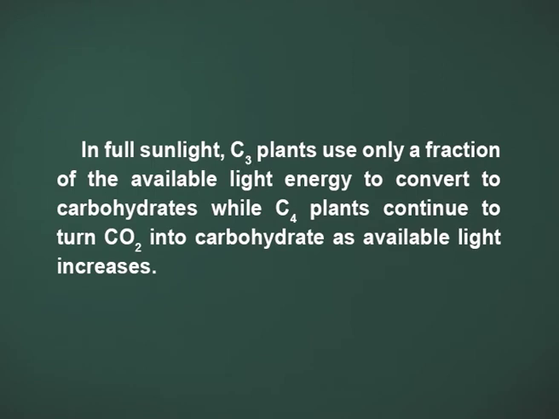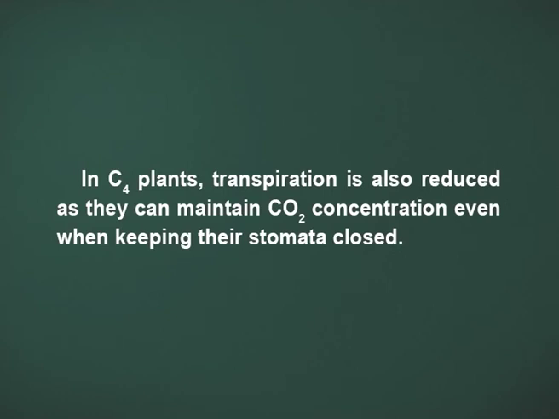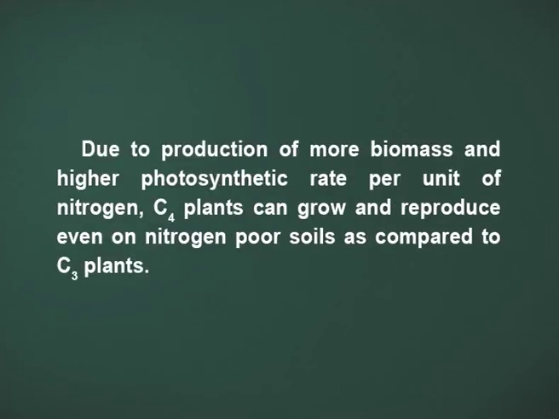In full sunlight, C3 plants use only a fraction of the available light energy to convert to carbohydrates, while C4 plants continue to turn carbon dioxide into carbohydrate as available light increases. C4 plants also make better use of water and nitrogen than C3 plants do. In C4 plants, transpiration is also reduced as they can maintain carbon dioxide concentration even when keeping their stomata closed. Due to production of more biomass and higher photosynthetic rate per unit of nitrogen, C4 plants can grow and reproduce even on nitrogen-poor soils as compared to C3 plants.